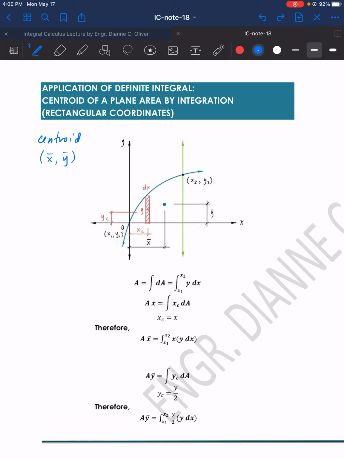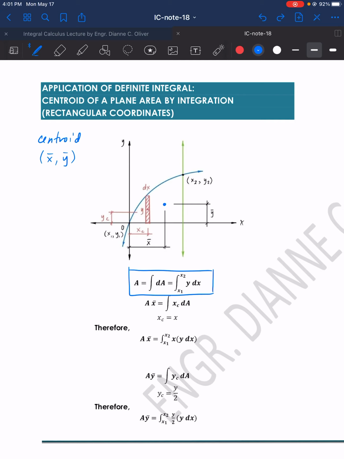So first, we need to find the area of that figure using this formula. We will be using this formula if we are considering the vertical area strip. The vertical area strip here is y dx, so here we have y dx. And since we are using dx, therefore the limits are x1 to x2. So for the full discussion of finding the plane area by integration, check the previous videos in integral calculus.